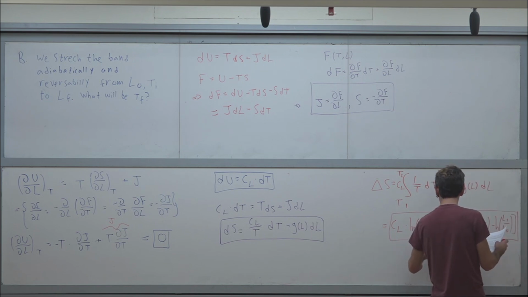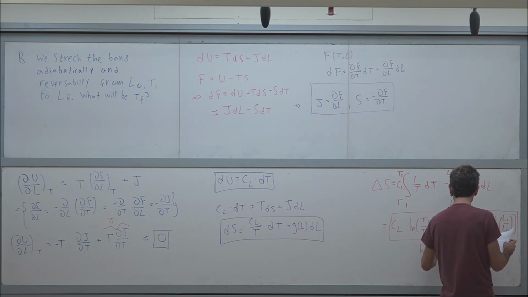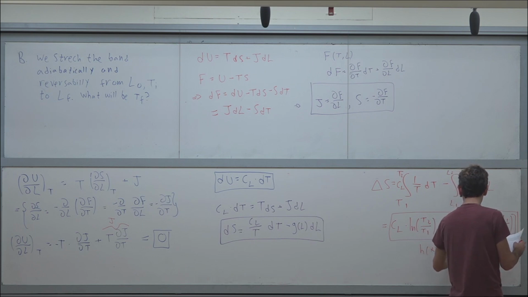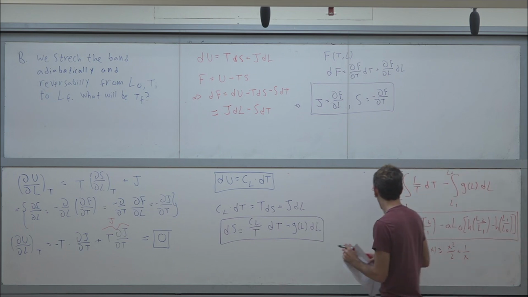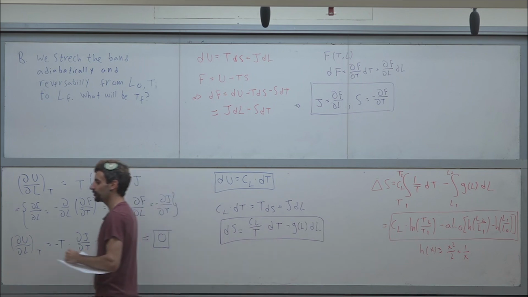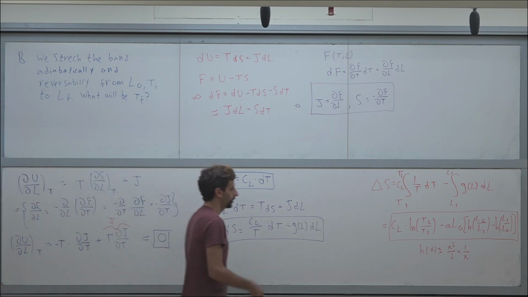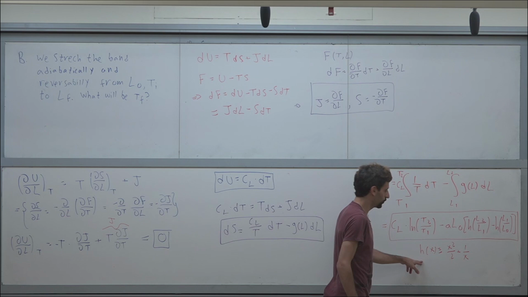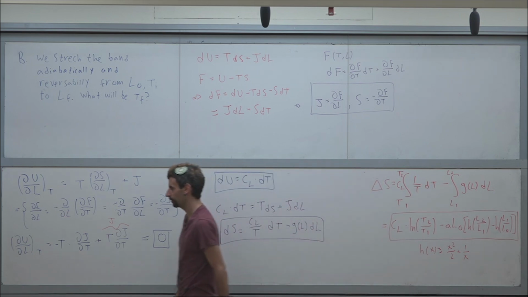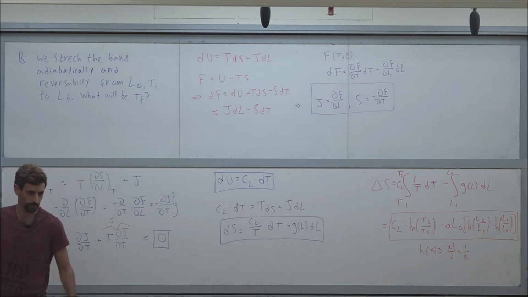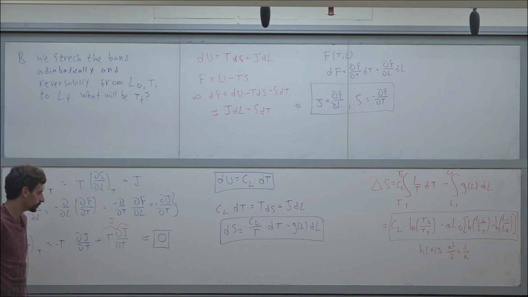where H of X is defined. Okay, so this is the result where H is just a function. Just to write it simply, we define a function H which looks like this. And this is the important thing, that as X is increasing, H is also increasing. It's an increasing function of X. That's the only important thing.